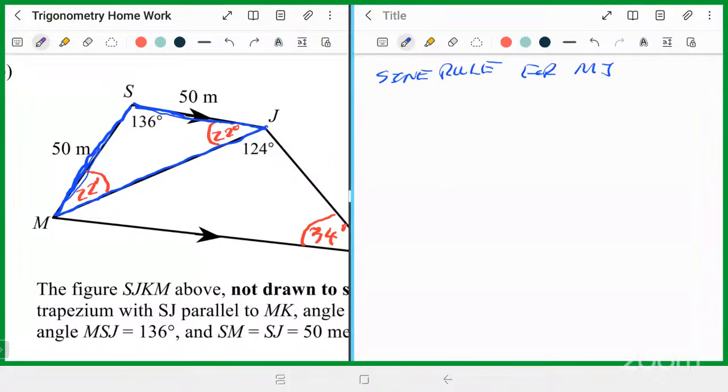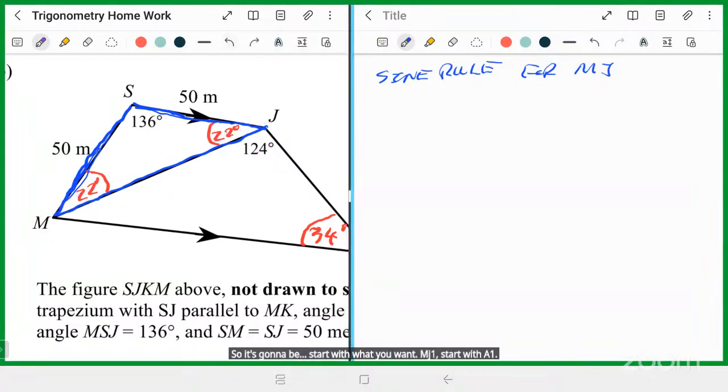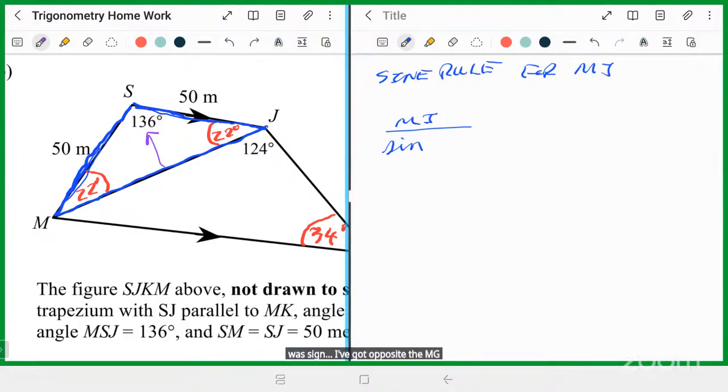So it's going to be, start with what you want. MG you want, start with what you want. So it's going to be MG over the sine of the angle opposite to MG. The angle opposite to MG is 136 degrees. Equals the side that you know, for example, the 50, over the sine of the angle opposite to it, 22.